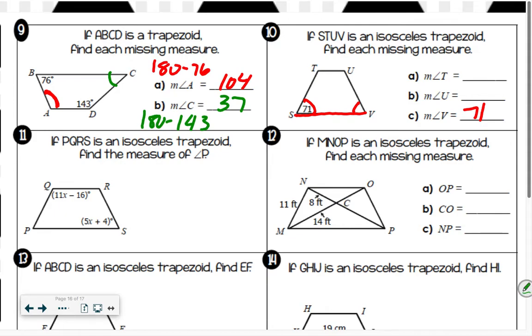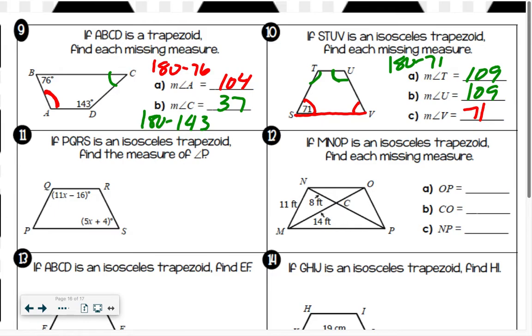Are angle T and U the same or different? The same. How do I find them? 180 minus 71. What do I get when I get 180 minus 71? 109 for both of them, because they are base angles, which are the same. Okay. Is that one also good?